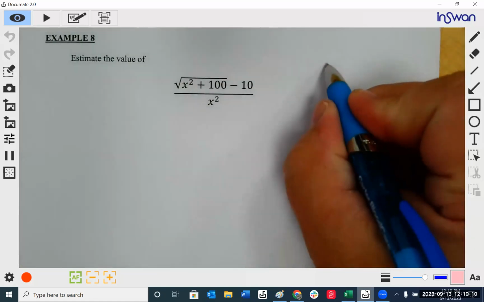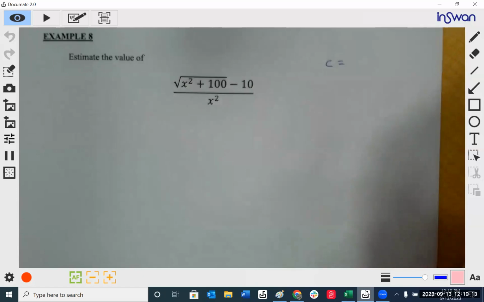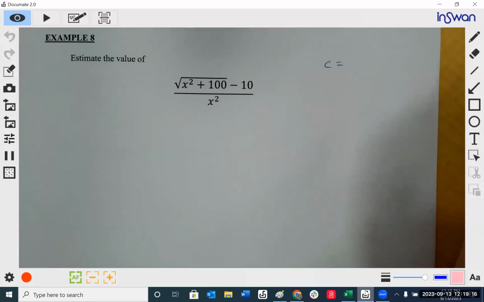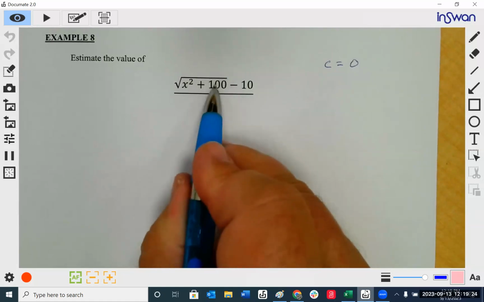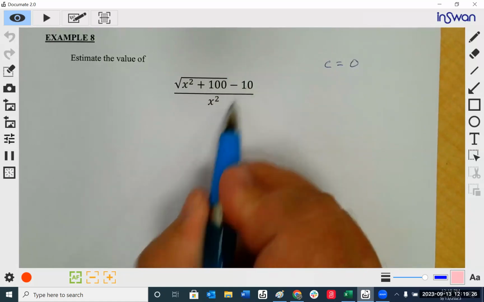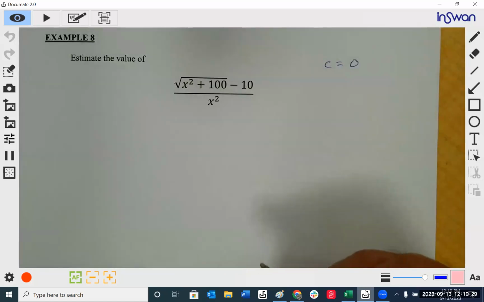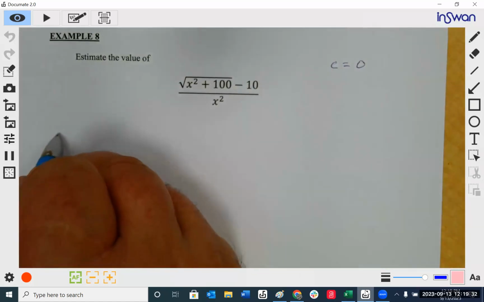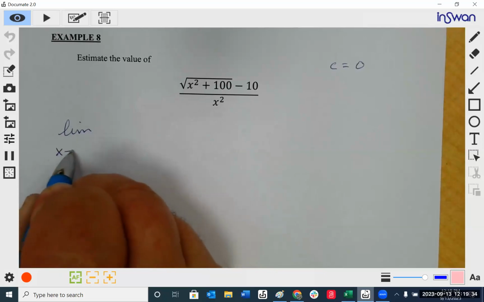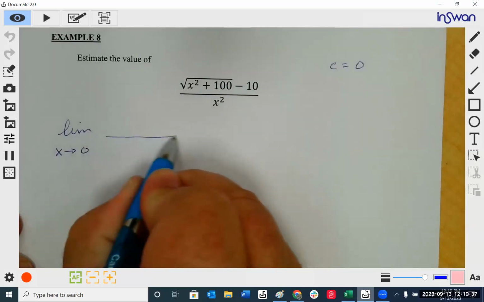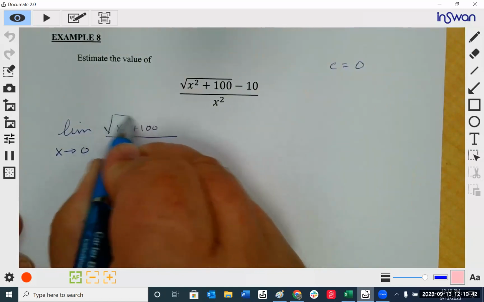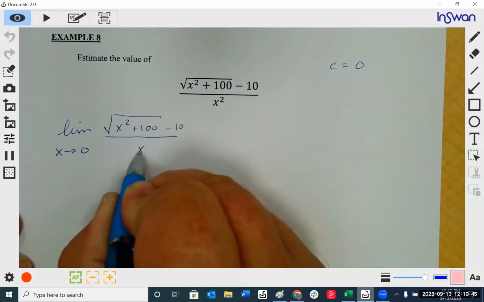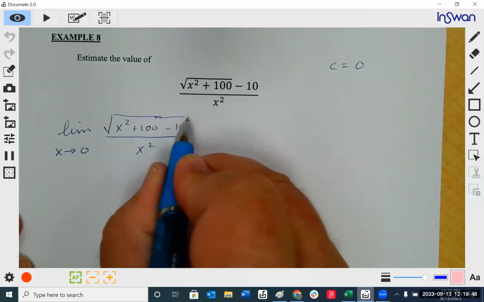So what's going to be our C value? Because if we put 0 in there, the square root of 100 is 10. 10 minus 10 is 0 over 0. So notice what we're looking at here is our limit as x approaches 0 of the square root of x squared plus 100, minus 10, over x squared.